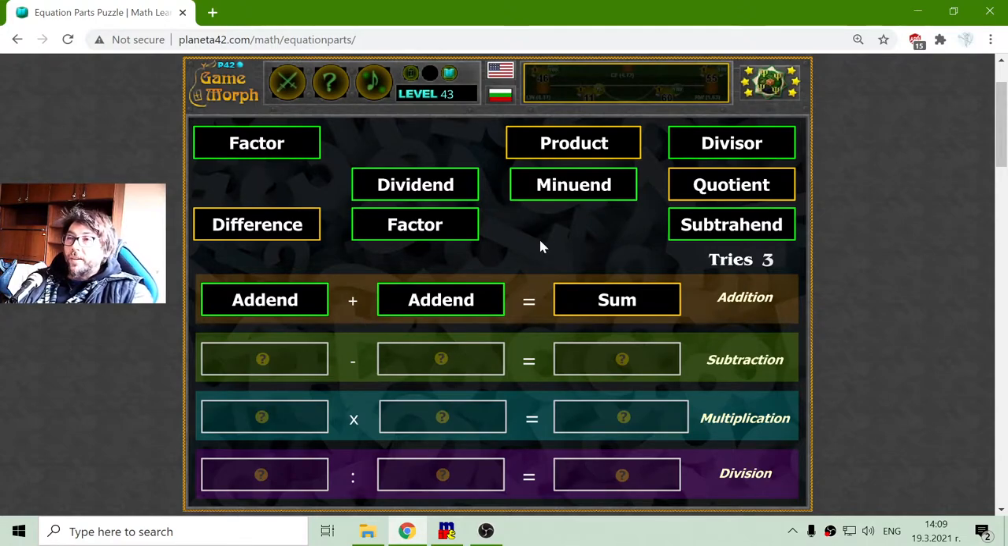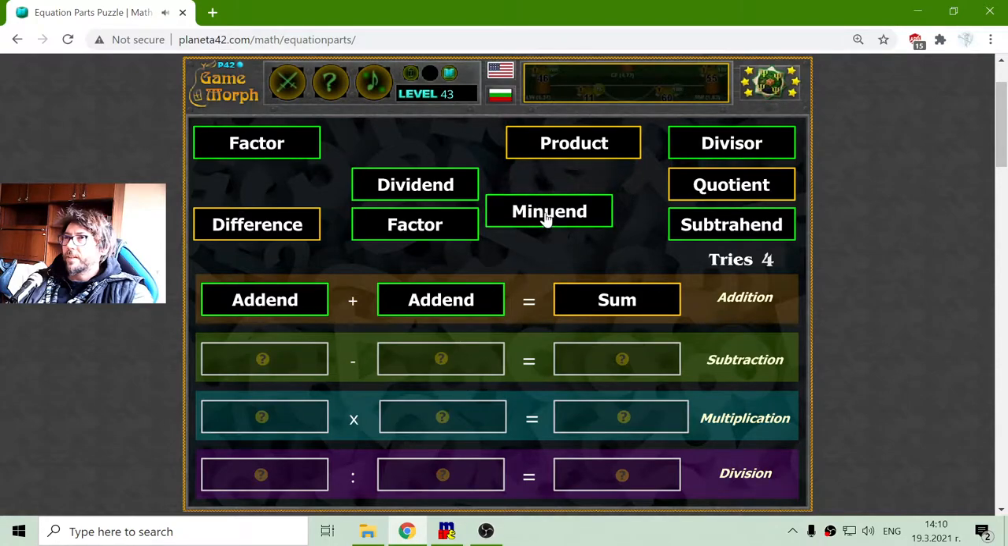So, in subtraction, the first part of the equation is, I believe, the dividend. Nope. Okay, let's see. Yes, that is the minuend.